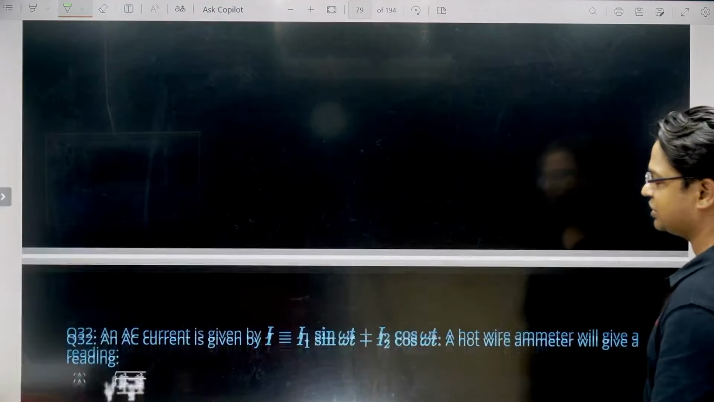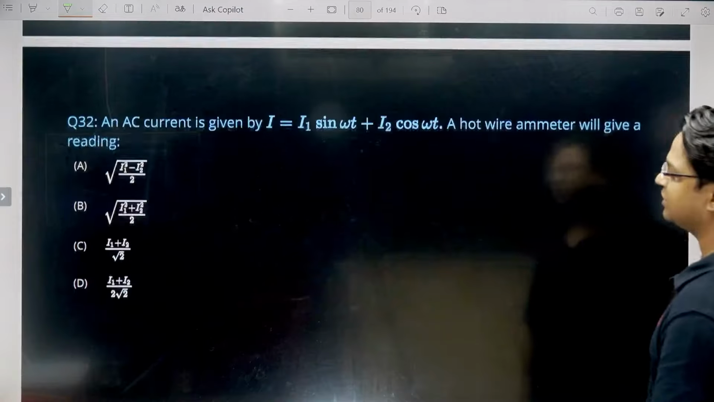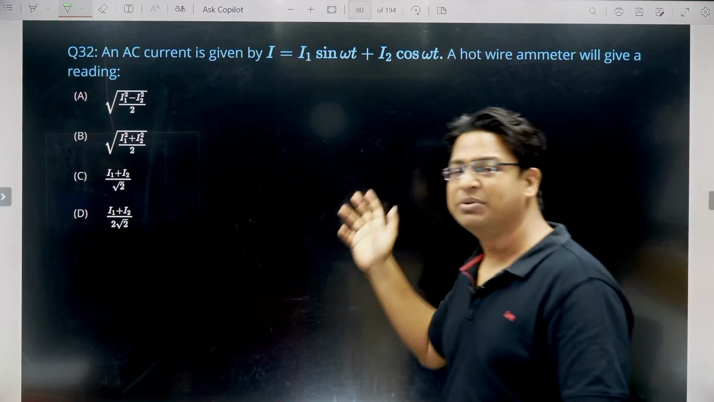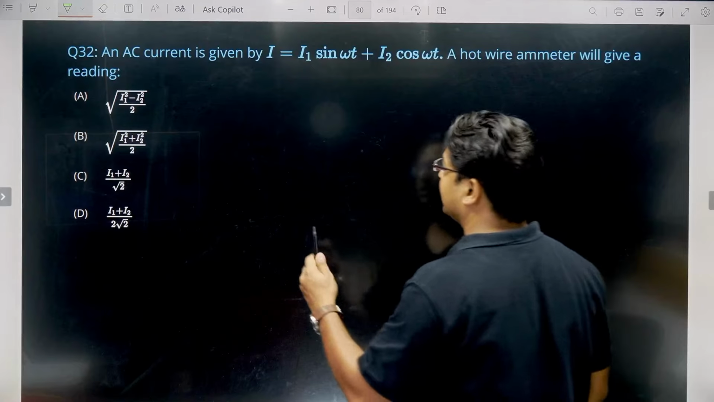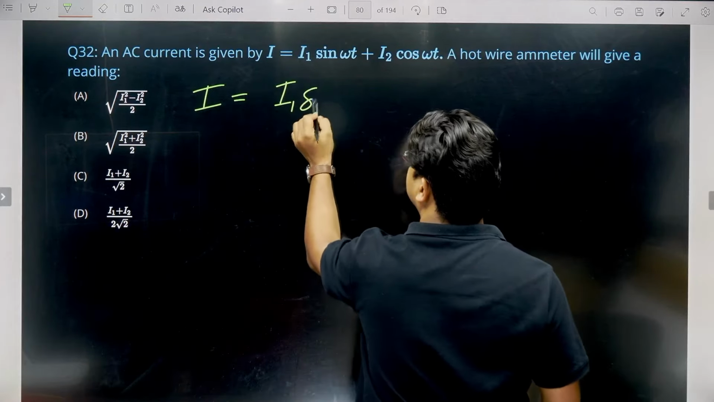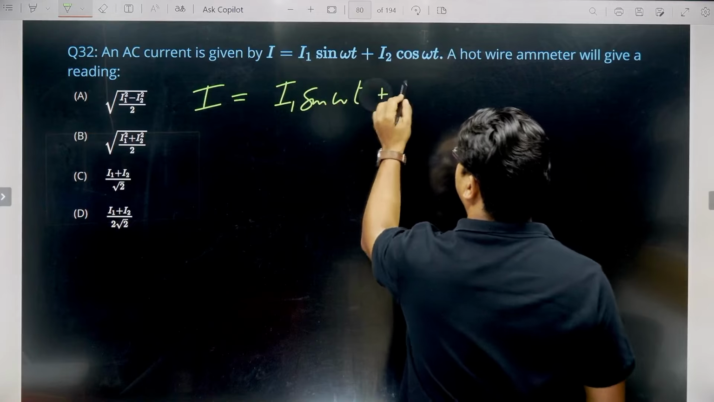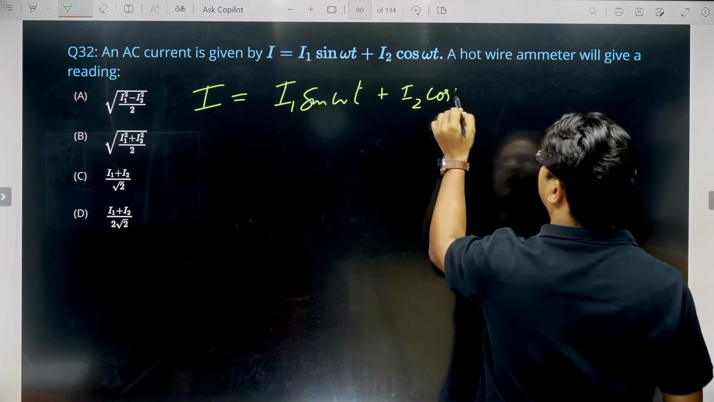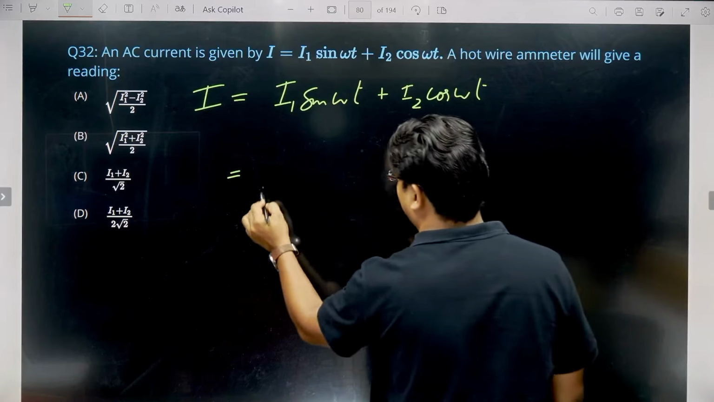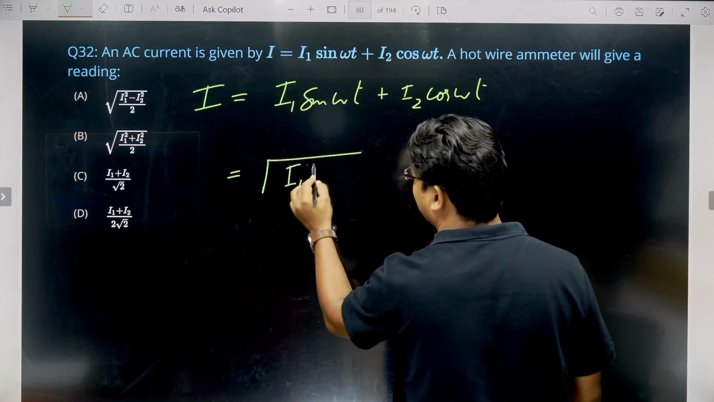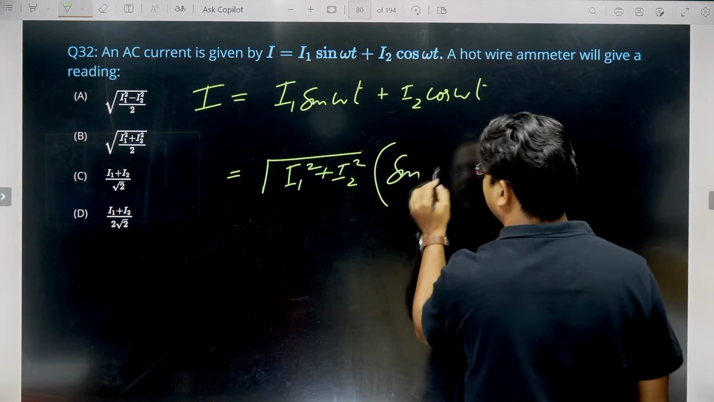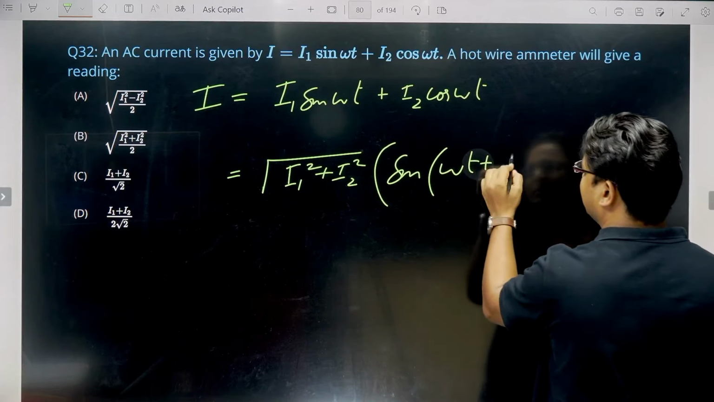Next, we go to question number 7, which is question number 32 also. So this is a mathematical question. This is a very common step in mathematics that you do. The question has given you a function of time, which is I1 sine omega t plus I2 cos omega t. Now, this is a very routine thing that you see in mathematics. I hope you know that. You can convert it into root of I1 square plus I2 square multiplied by sine of omega t plus alpha.